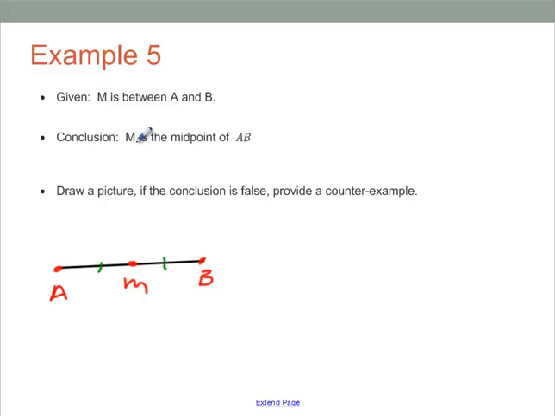But I want to draw a counterexample, so I'm actually going to go back to my first picture. When I look over here, and I'm going to label this, anytime you label it, you solidify your counterexample. Let's call this 9. Let's call this a length of 3. Since those two aren't the same, M is not a midpoint, which means our conclusion is false, and we've provided a counterexample.